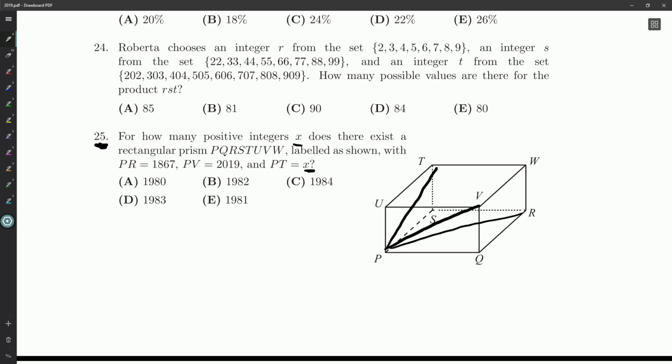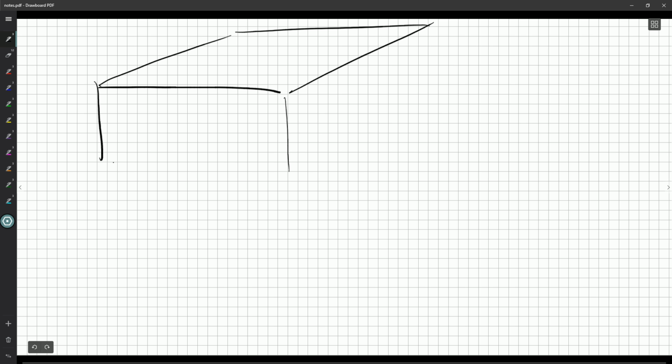So they're giving me not the dimensions, but some diagonals. And they're saying what are the possible other diagonals you could have in the wide universe of possible rectangular prisms we could have. Okay. So, noticing that these are diagonals, how do you find the length of a diagonal? For a rectangle, well, you use the Pythagorean theorem.